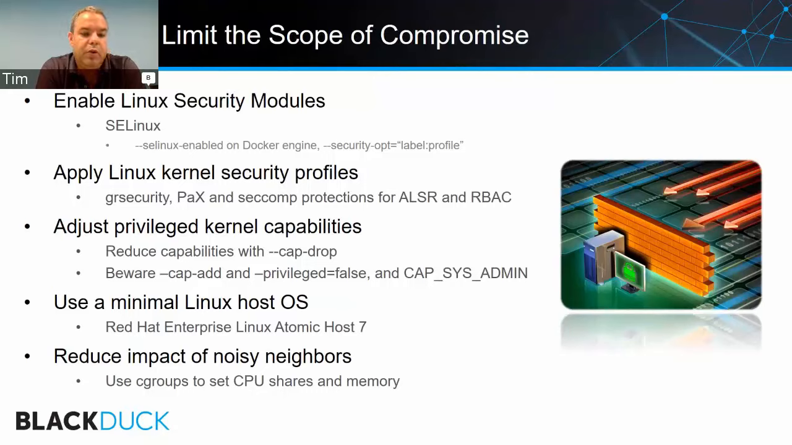You do want to use a minimal Linux host OS, so Red Hat Enterprise Linux Atomic Host 7 is a perfect solution for that. And lastly, you want to make certain that when you're setting up your environment, you are setting up specific shares and memory access, so that in the event that an environment does get compromised and it becomes the noisy neighbor and tries to consume all the resources on a host, you have contained its ability to do damage just by being noisy and starving the legitimate processes.